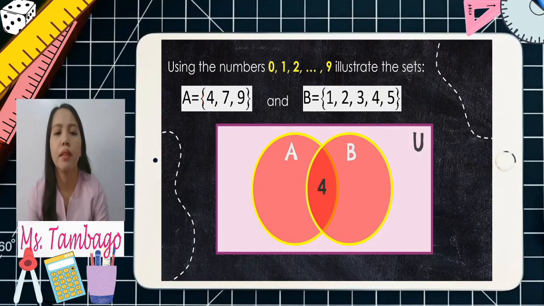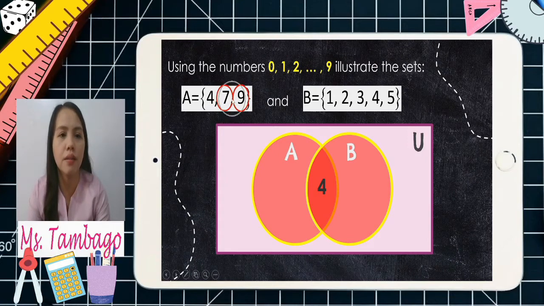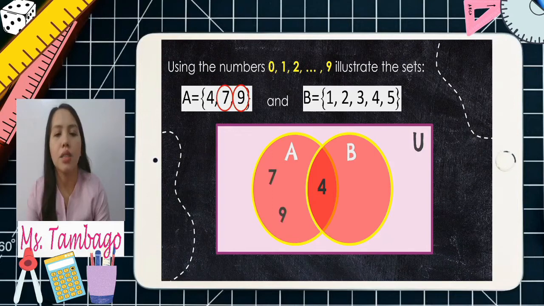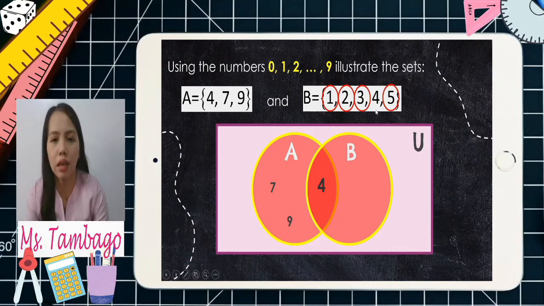Now, next, how about if we're going to write the elements of set A? This time we have the remaining numbers 7 and 9 for set A. So we can write them inside the circle at the left, that is the circle of set A. And how about set B? For set B, we have the elements 1, 2, 3, and 5, the remaining numbers. Therefore, we can write them in the circle of set B, in the right circle.